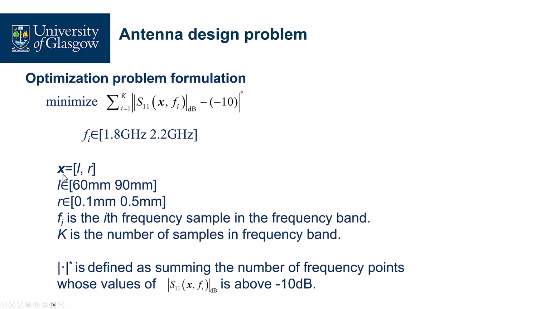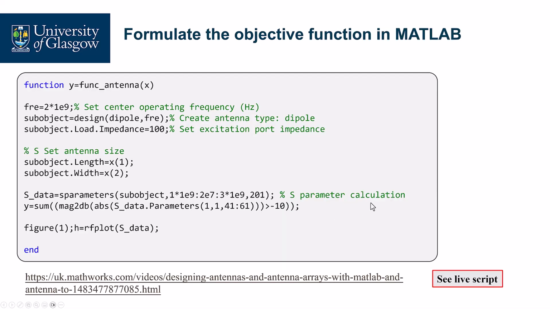So we give x, the L and R, with a certain frequency range. Fi is the frequency sample in the operating band, so there are a total of k of them. This function, we write it here, is defined as summing the number of frequency points with the magnitude of S11 above minus 10 dB. So we want to minimize this total number, making it 0 ideally, right? So this function can be written like this.